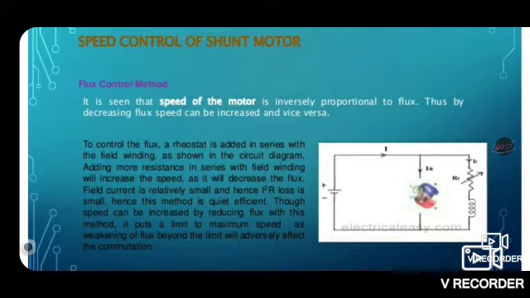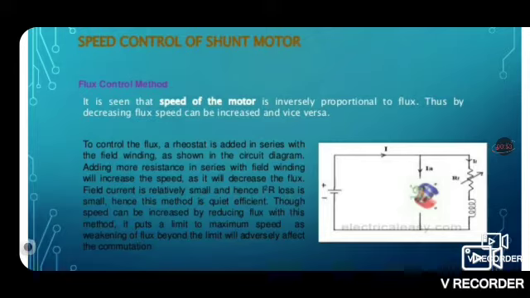To control the flux, a rheostat is added in series with the field winding as shown in the circuit diagram. Adding more resistance in series with the field winding will increase the speed as it will decrease the flux. Field current is relatively small and hence I squared R loss is small. Hence this method is quite efficient.